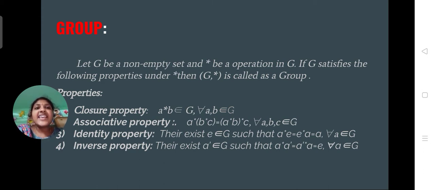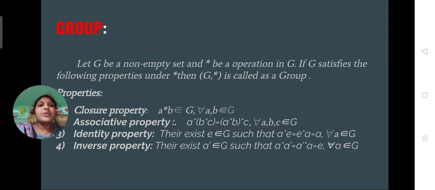Closure property is A star B belongs to G for all A comma B belongs to G. This is the same as the binary operation definition. So if we take any two elements A and B from this non-empty set, then A star B is also an element of G. And next, associative property: if we take any three elements A comma B comma C from the non-empty set G, then A star (B star C) is equal to (A star B) star C. That means the values of A star (B star C) and (A star B) star C are equal.